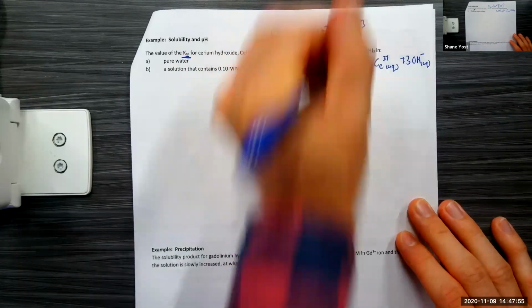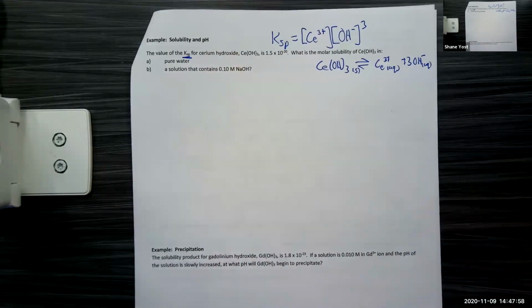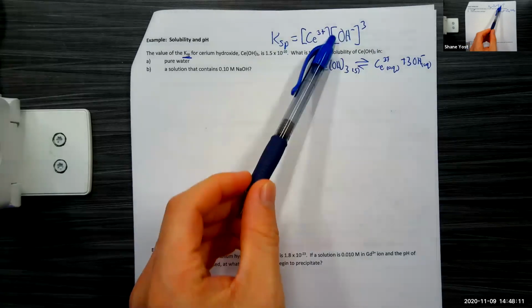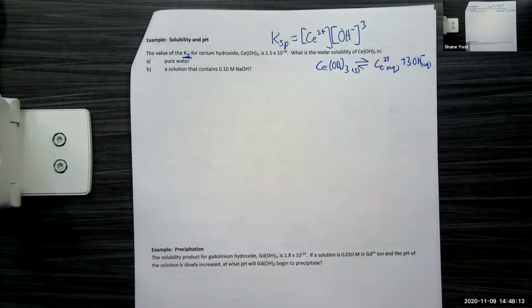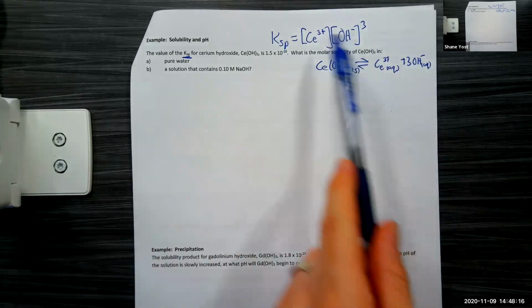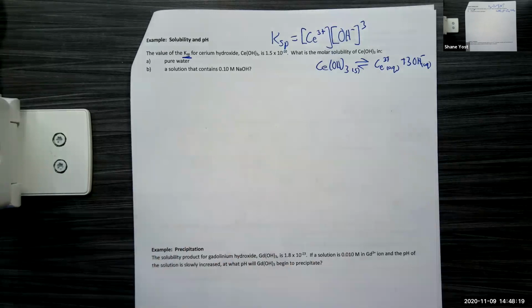There you go. It's an equilibrium constant, so it's always products over reactants, ignoring solids and liquids. Ce(OH)3 is a solid, so we don't include it. You're just left with the products, which is the concentration of Ce3+ times the concentration of OH-, raised to their stoichiometric coefficients, which are 1 for the cerium and 3 for the hydroxide. That's our Ksp expression for that equilibrium reaction. Our question is, what is the molar solubility of the salt in these two different solutions?